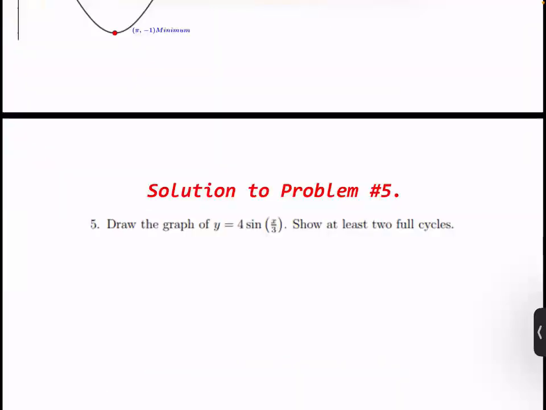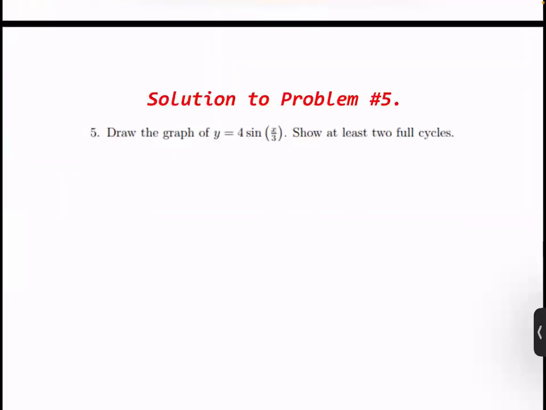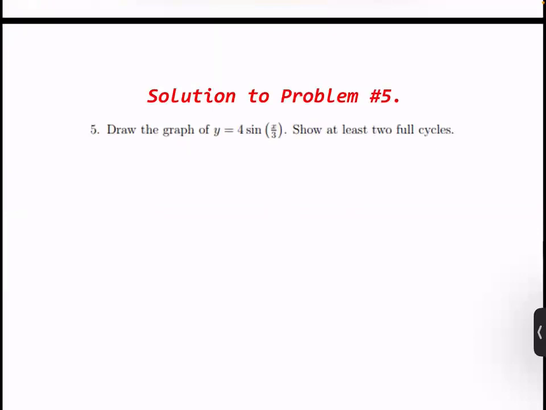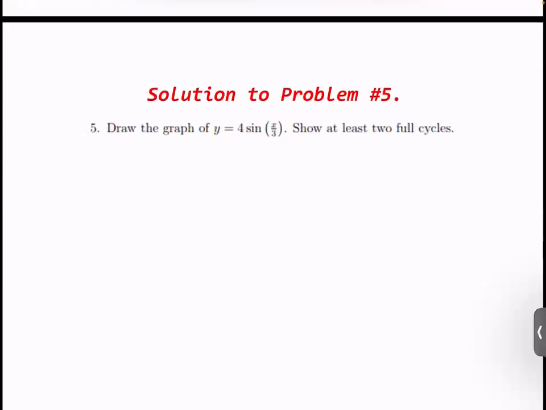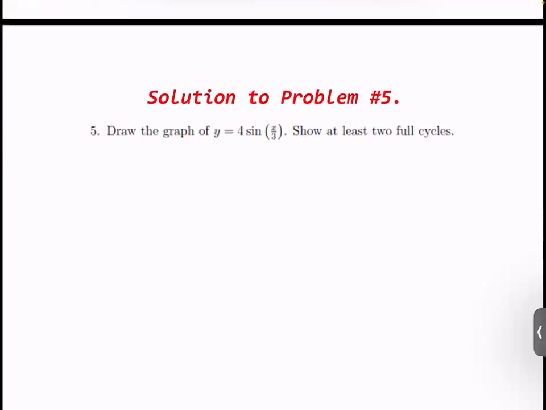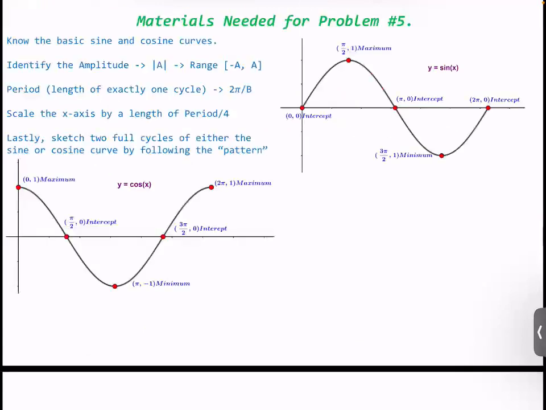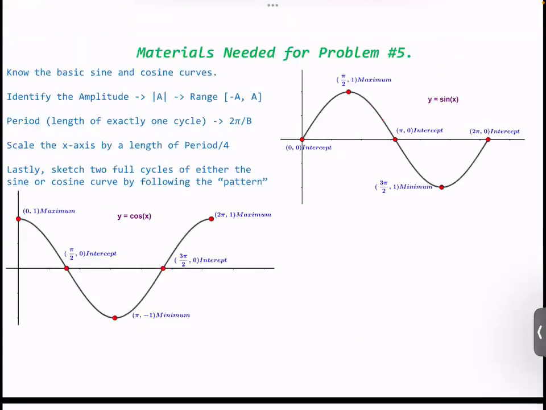Alrighty. So problem number 5 on your Math 108 sample final states: draw the graph of y equals 4 sine of x over 3. Show at least 2 full cycles. So essentially, these are the materials that you need to solve the problem.